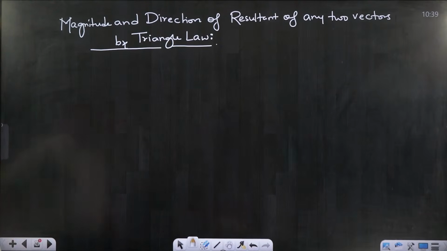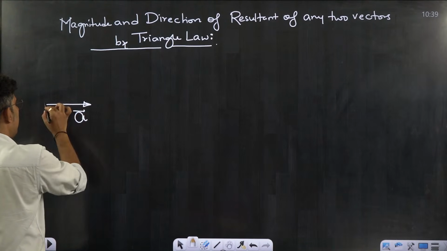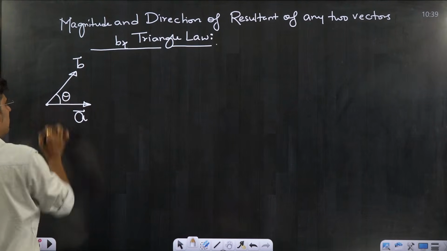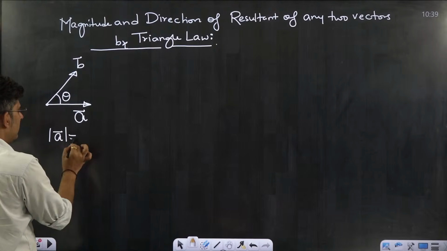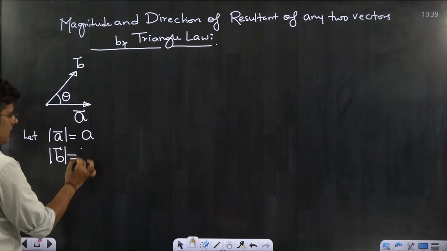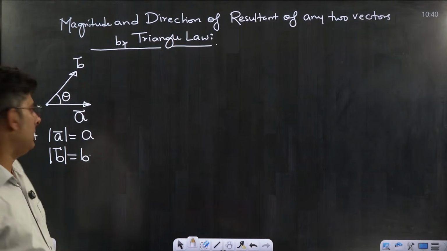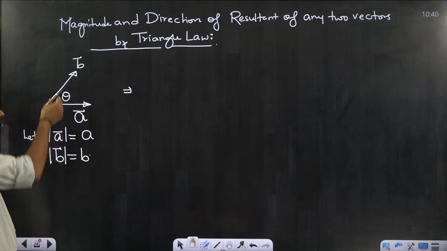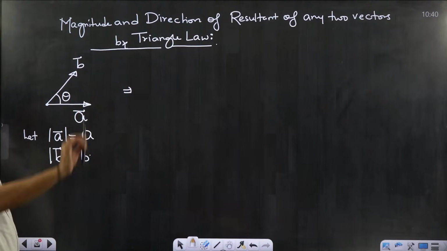Now suppose we have a vector A and we have a vector B. Their angle by joining their tails is theta. The magnitude of A vector, let's take it as A, and the magnitude of B vector, let's take it as B. So what we are doing is to find the resultant. Now see, as I told yesterday and today in the beginning also, you can take a vector and you can shift it wherever you want, parallel to itself, there will be no harm.